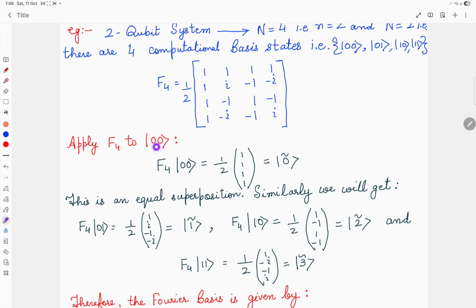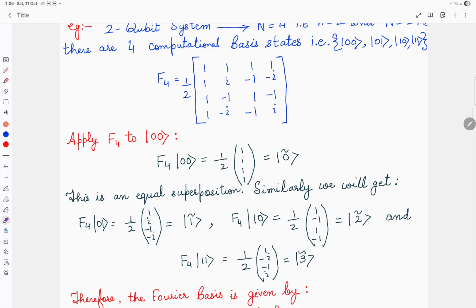So what is the ket 00 state? The ket 00 state is basically a column vector 1 0 0 0. This column vector will be multiplied by this matrix F4, right? And what is the result that we will get? We will get the quantum Fourier transform of the computational basis ket 00, and we get ket 0 tilde, which is in the Fourier basis corresponding to the ket 00 computational basis state.